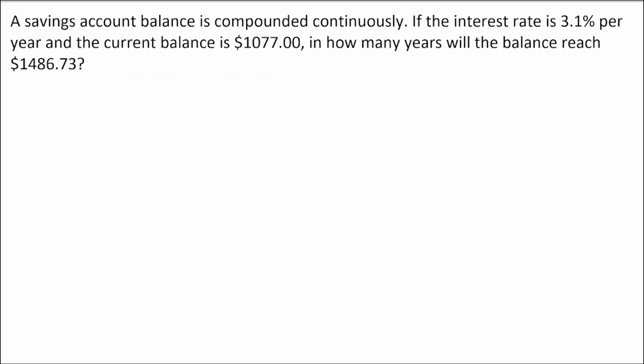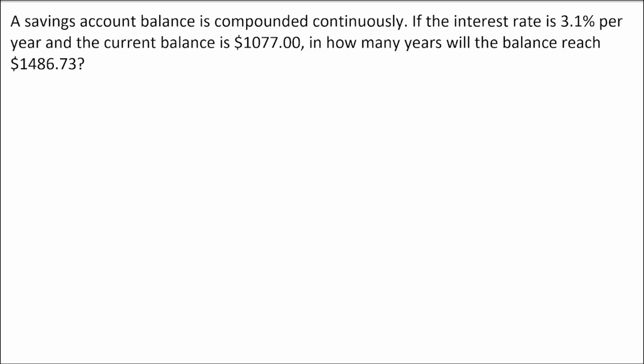A savings account balance is compounded continuously. If the interest rate is 3.1% per year and the current balance is $1,077, in how many years will the balance reach $1,486.73? So now we are dealing with compound interest, and we're compounding this continuously.